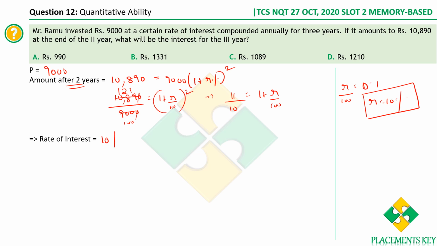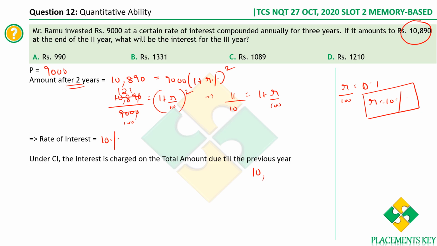Okay, so we have got the rate of interest value. Now what will be the interest for the third year? We know that under compound interest, the interest is always charged on the total amount due till the previous year. The total amount due till the end of the second year is 10,890. Therefore, the interest is only charged on this value for the third year.